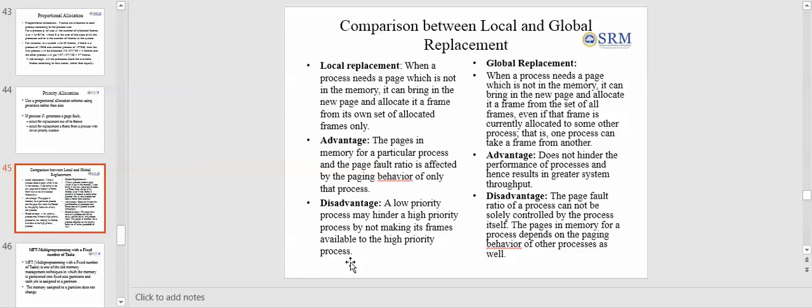Disadvantages of global replacement: the page fault ratio of a process cannot be solely controlled by the process itself. The pages in memory for a process depend on the paging behavior of other processes as well.